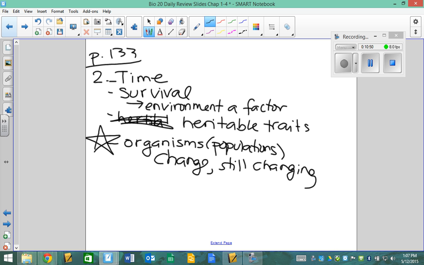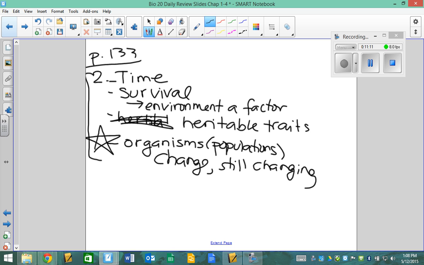So both of them agree that organisms have changed over time and that they are still changing, that the process is not finished, that it's ongoing. So these are some things that are similar between their two theories. So you see, there's a lot. It's just the mechanism for how it happened that they differed on.